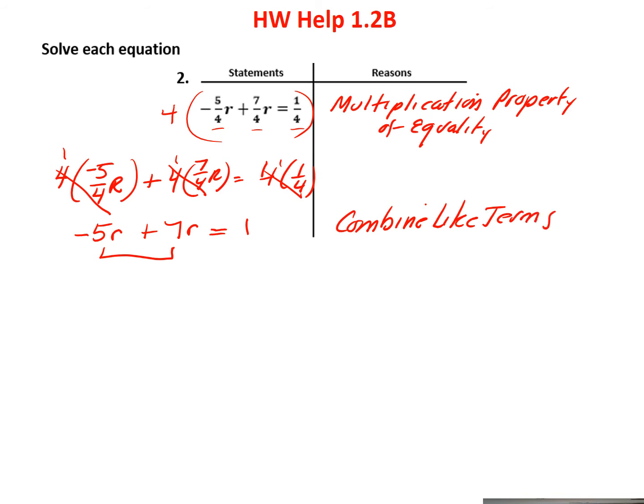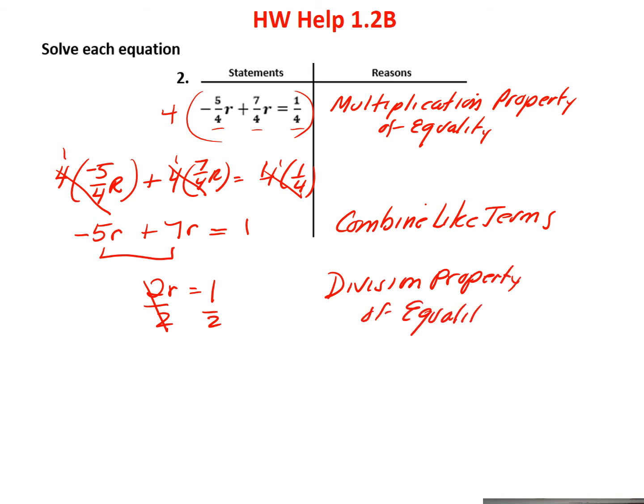7r minus 5r is 2r equals 1. And now we can simply undo 2 times r by dividing by 2 on both sides. And that's our division property. And we have r equals 1/2. And that's our answer.